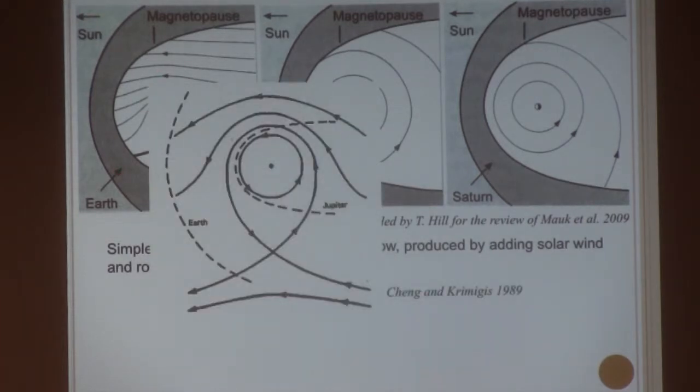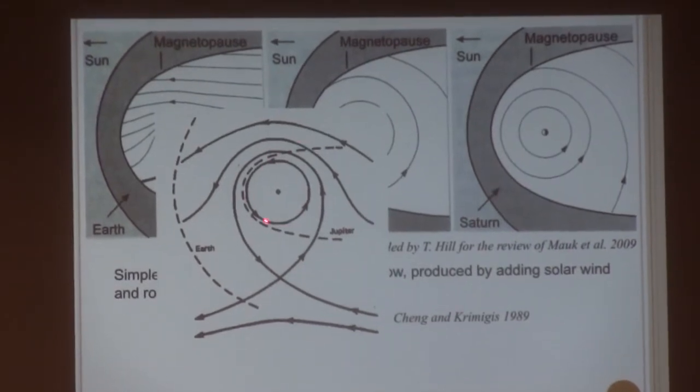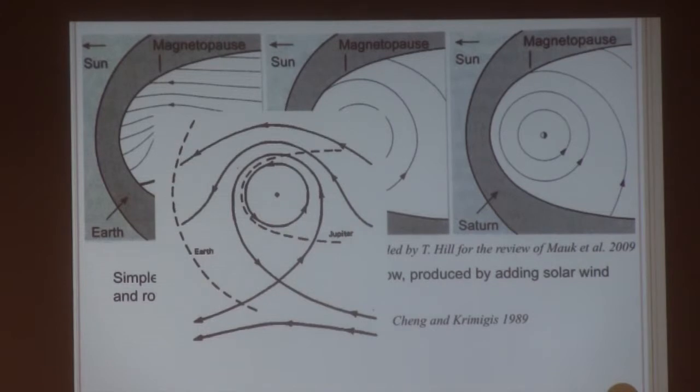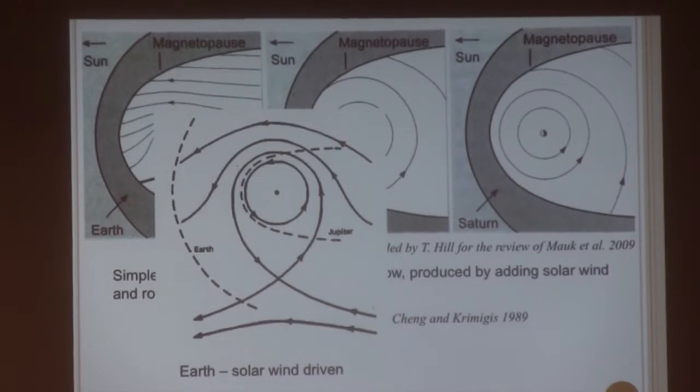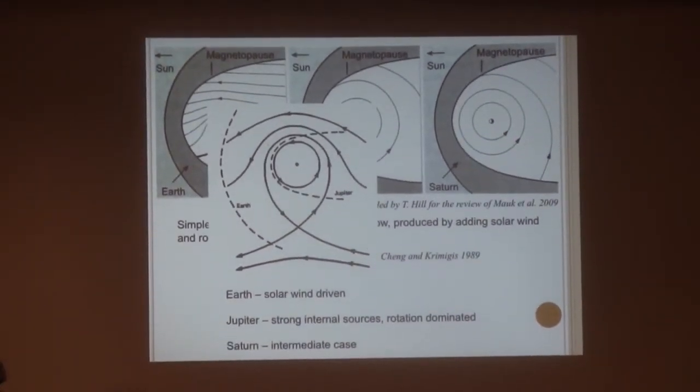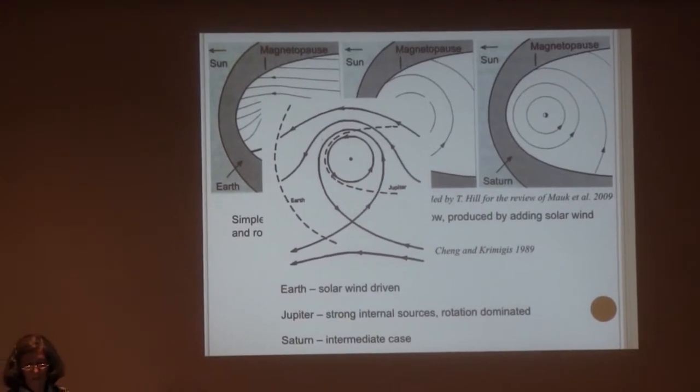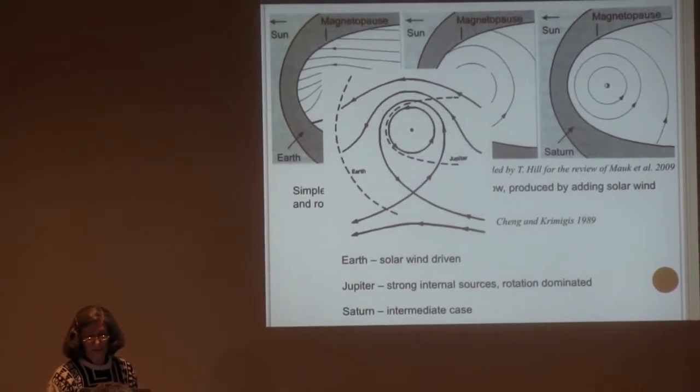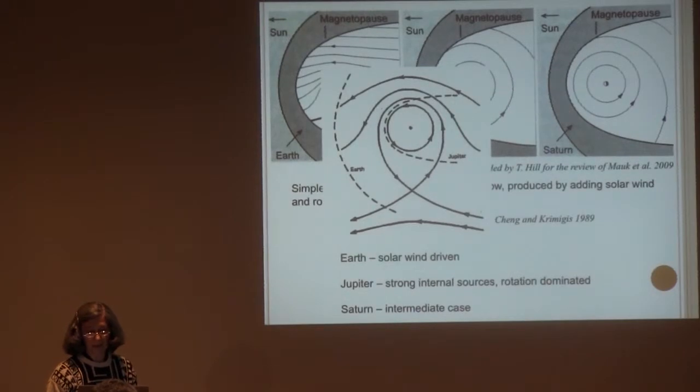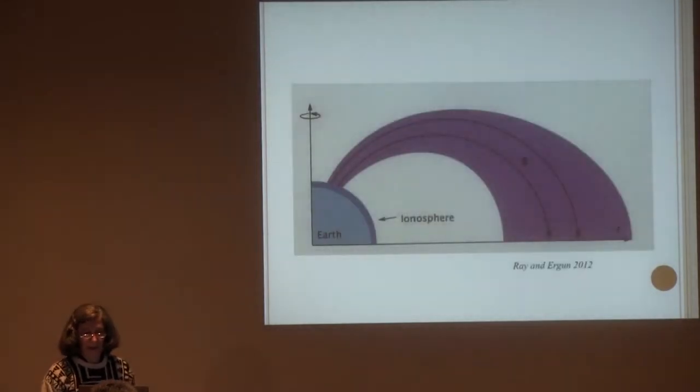I like this version of the diagram that shows the plasmapause and the rotation compared to the plasmapause that Cheng and Kermit just did, because it shows the Earth and Jupiter together, and you can see easily, first of all, where it crosses for Jupiter, which you can't see on the other diagram. But even with this simple model, we get the basic picture that the Earth's auroral system and magnetosphere is solar wind driven. Jupiter's, as Fran so eloquently explained, has strong internal sources and is rotation dominated, and Saturn is rotation dominated but turns out to be a bit of an intermediate case.